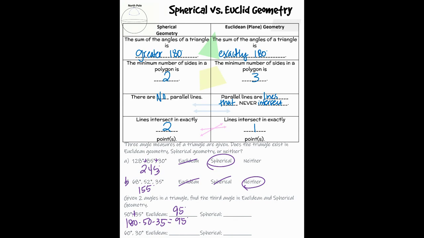For spherical geometry, because we would want this number to be greater than 180, we need that third angle to be greater than 95 degrees. Same thing for this last one. If you do the math, we would need this angle to be 90 for Euclidean and greater than 90 for spherical.